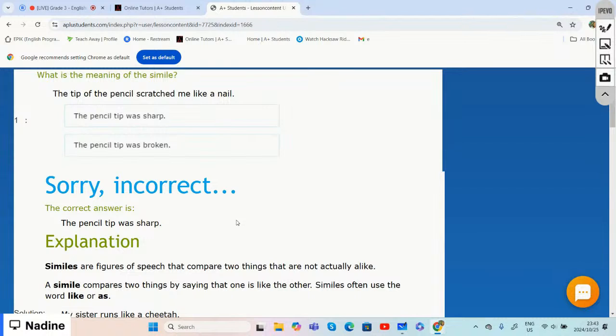By saying that the one is like the other, and keeping in mind that these are actually things that are not alike. But we use the word like or as to compare these two things to make it seem as if they are alike.